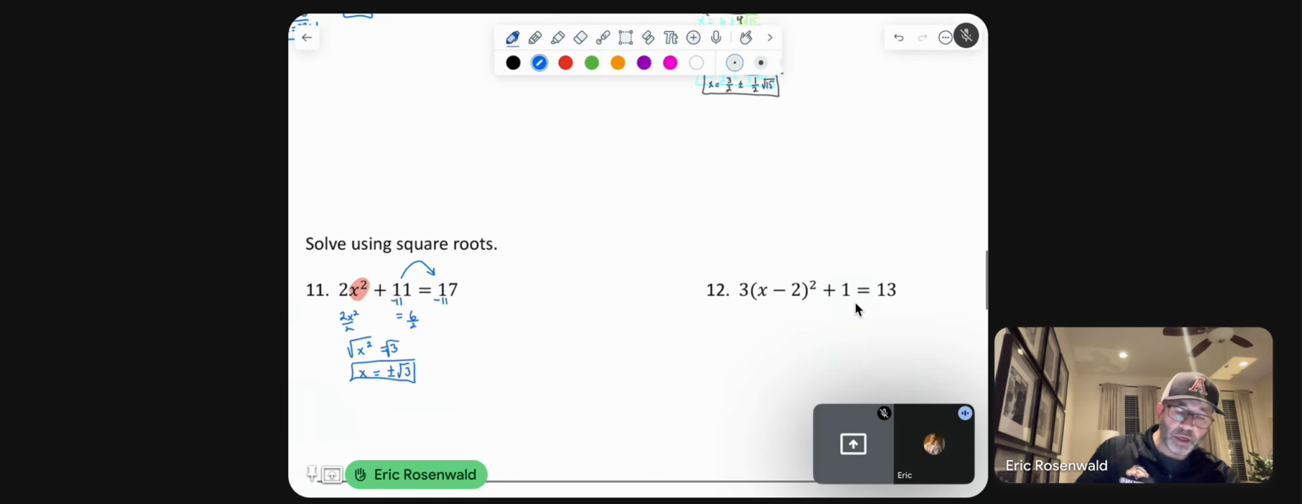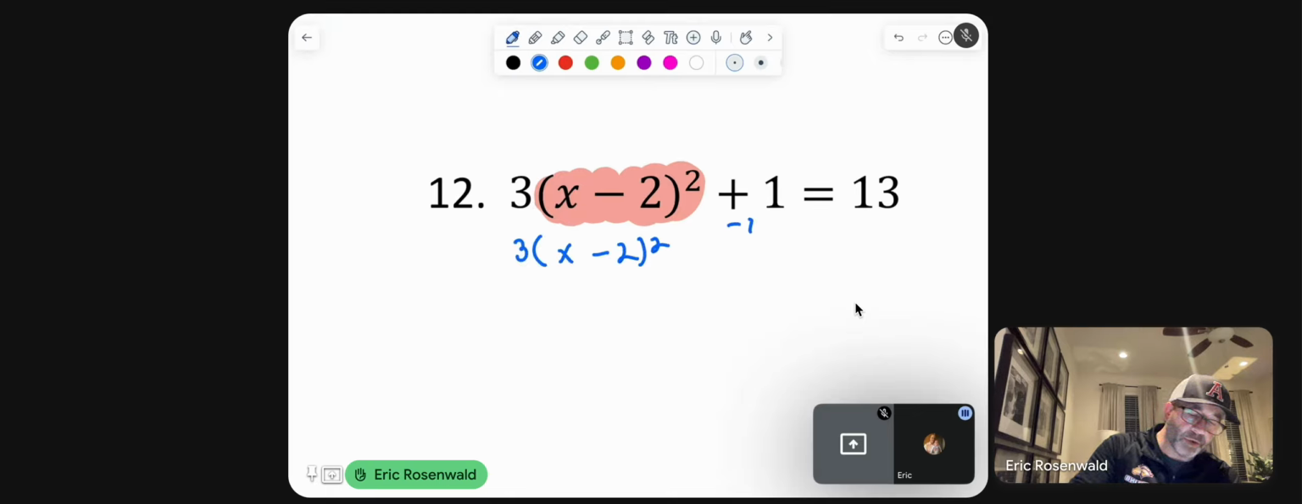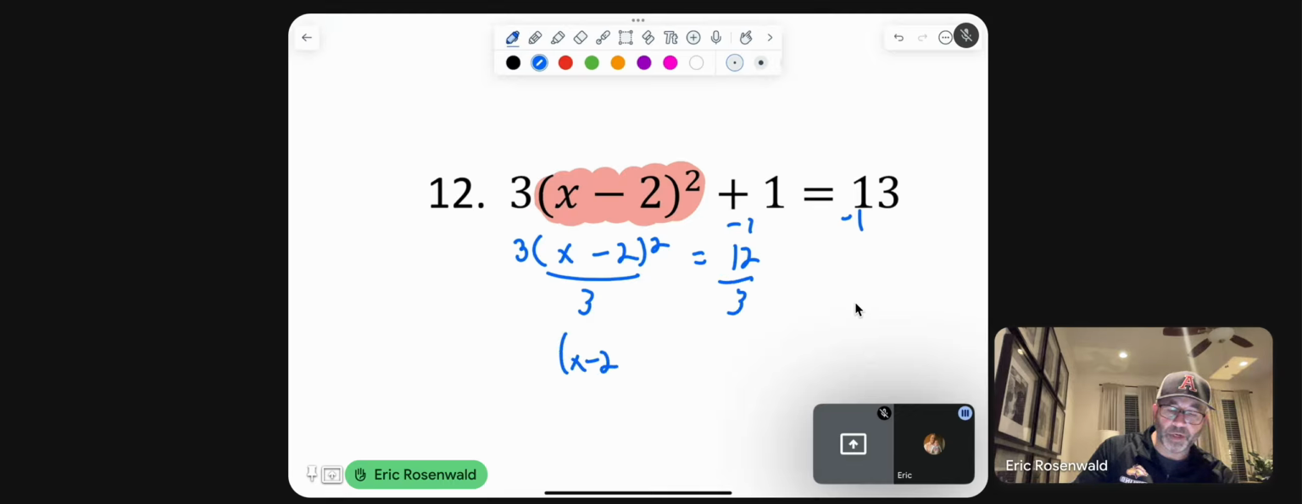Okay. Next one, we are going to try to isolate the squared portion. So we're going to have 3 times (x minus 2) squared. We're going to take away 1 from both sides. So we end up with 12. Divide by 3. We get (x minus 2) squared is going to equal 4.